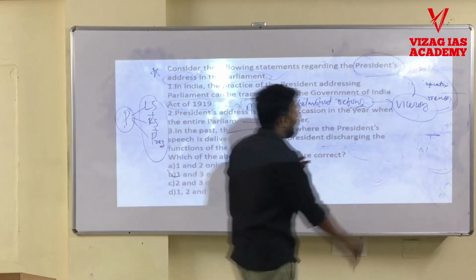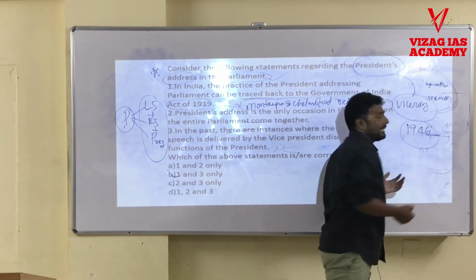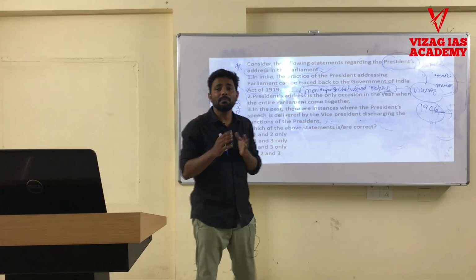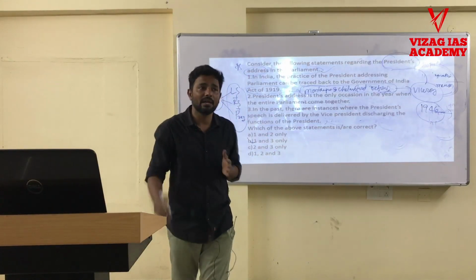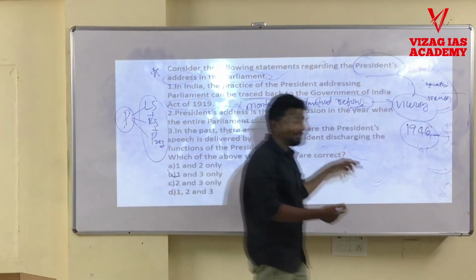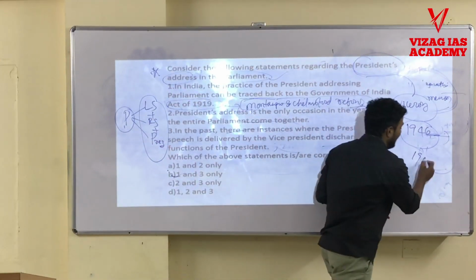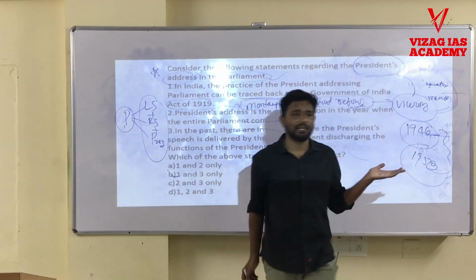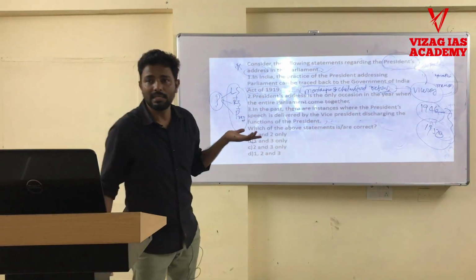And what happened in 1946? We constituted the Constituent Assembly. The Constituent Assembly was like a de facto parliament. It acted as a de facto parliament until the constitution came into force in 1950, right? In this period there is no presidential address, because there is no president as such, isn't it?